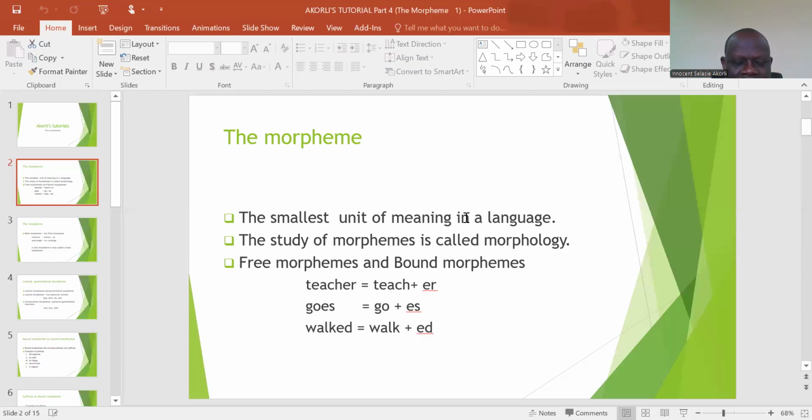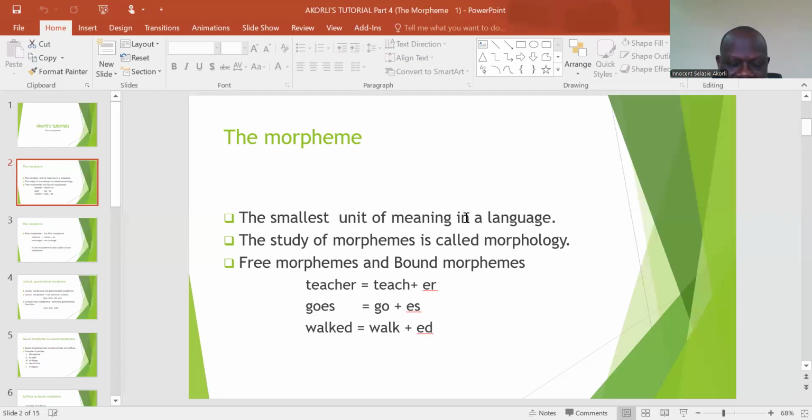Now, if you want to talk about the morpheme, we will be looking at free morpheme and bound morpheme. A free morpheme has meaning by itself, and it means that we can look it up in a dictionary. But most of the time, bound morphemes don't have meaning on their own, except that they are attached to a free morpheme. That is when their function or their designation or their meaning is made explicit.